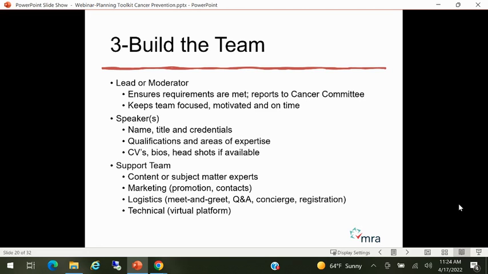Don't forget your logistics. Include the people that are going to help you with the meet and greet, the Q&A, concierge registration. For example, several years ago, I helped with an event. I was to help register people. I was not included in the planning process. I was simply told to show up. And when I got there, the table wasn't ready. We didn't know how we were registering the people.